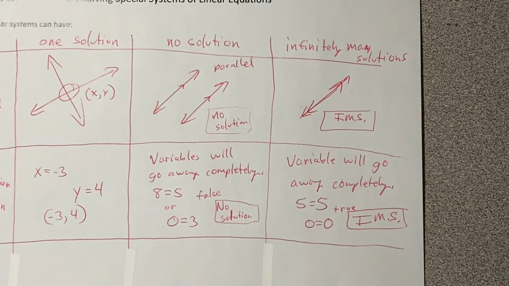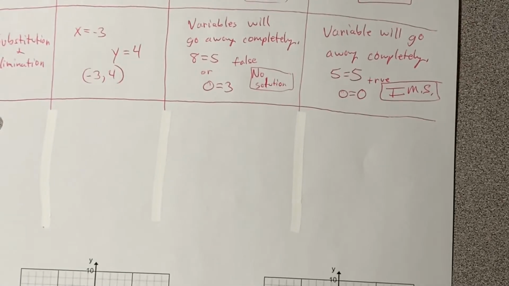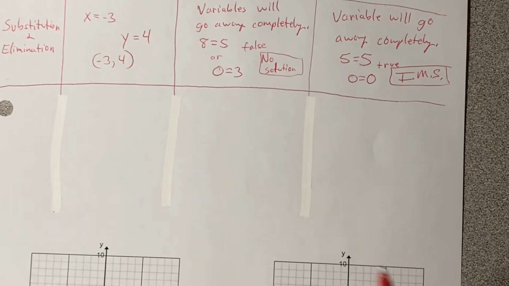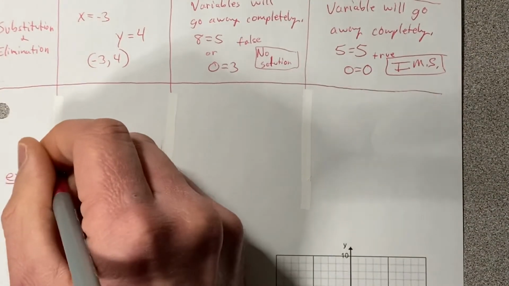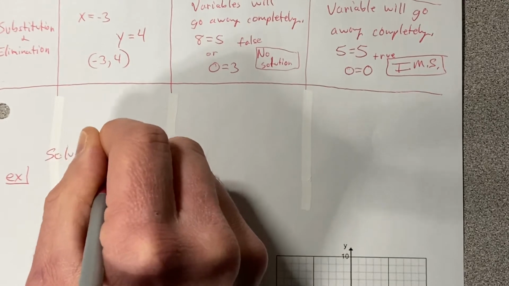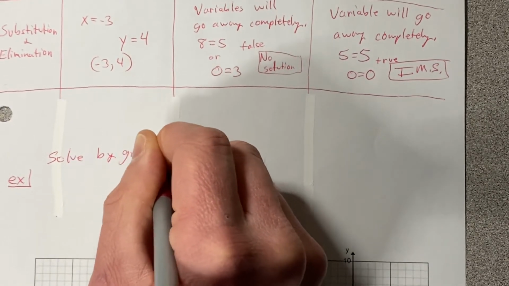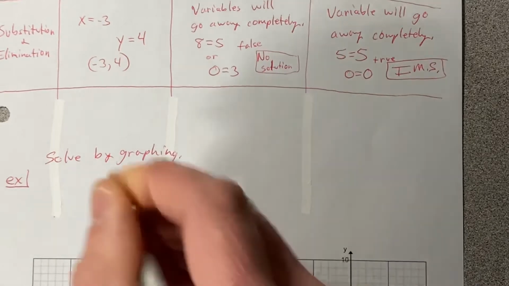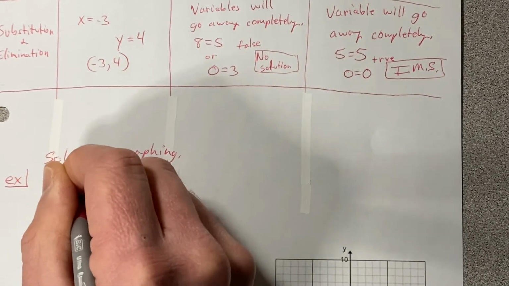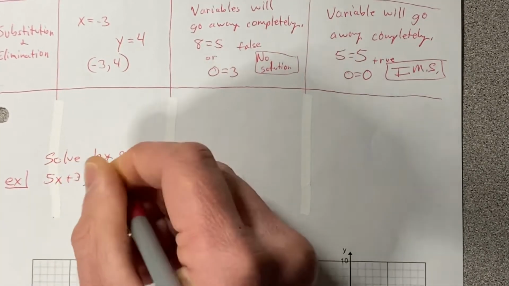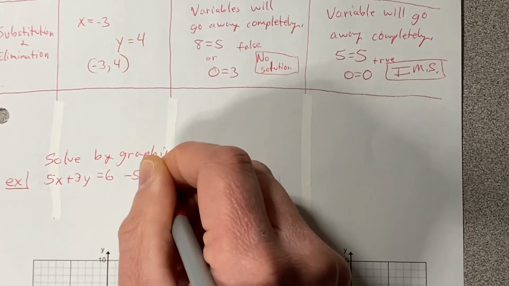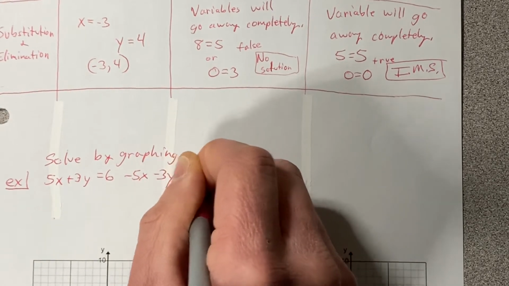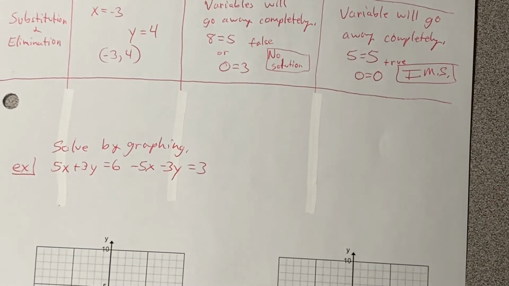All right, so let's do a couple examples here with graphing. So our first example, we're going to solve by graphing. And let's do a system of 5x plus 3y = 6 and -5x minus 3y = 3. And these are actually written in standard form.